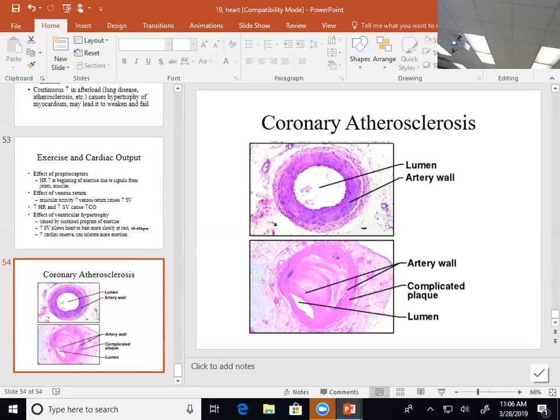So we know it's a thick muscle wall, and then there's this outer wall, so it's three distinct layers of tissues, and this is a normal looking one. But look at this one. This is what you see when somebody says they had a 90% blockage. This is about what it would look like.